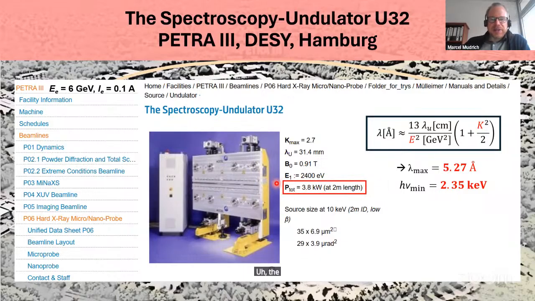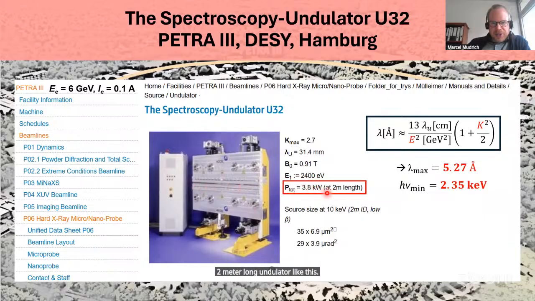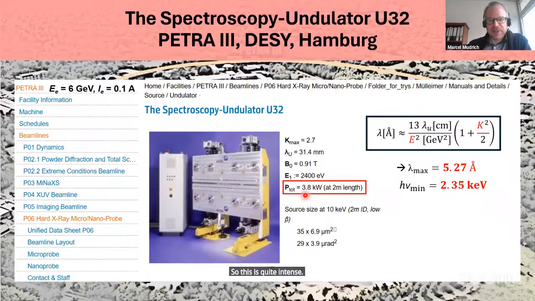And we also discussed the formula and the way to calculate the emitted power from such a device. We won't repeat the whole thing, just remember that from a 1-2 meter long undulator like this, we expect power emitted in the range of several kilowatt. So this is quite intense X-ray radiation. And that has consequences for the subsequent beamline that has to somehow deal with this huge amount of X-ray power.